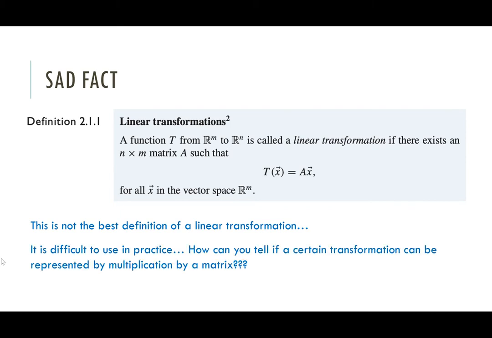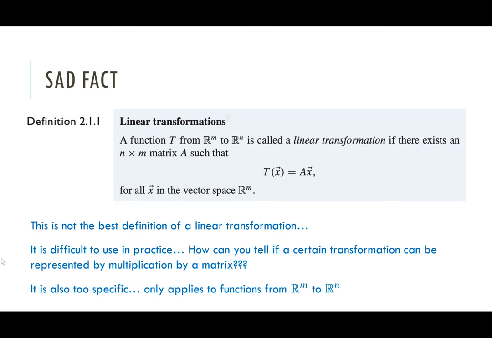Like, how can you tell if a certain transformation can be represented by multiplication by a matrix? Like with the identity transformation, I just handed you the matrix, but would you have come up with it by yourself? Well, maybe that one, and maybe there are a couple others that you could, but in general, it might not be trivial to find the matrix. And this gives you no hint about how to even go about doing that. So one thing that's tough, it's difficult to use in practice.